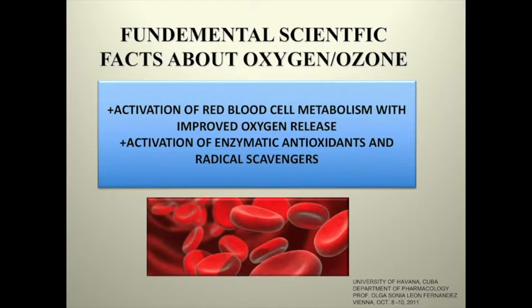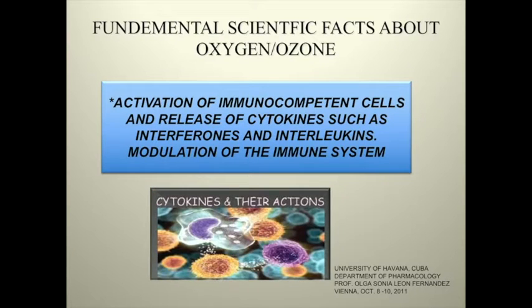Also, we get activation of enzymatic antioxidant radical scavengers. So your antioxidant systems become upregulated, especially in the healthy cells. But what's really important is that we get activation of immunocompetent cells and release of cytokines. We start to activate and upregulate the immune system so it functions in an intelligent way. Cytokines are functioning importantly, so you have interferons, interleukins, okay? Those are information. But the amazing thing about ozone, which was found out scientifically, is that it has a property of modulation of the immune system.